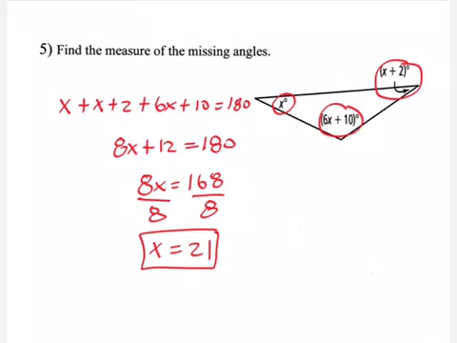Now to find the measure of the missing angles, we just plug it back in. So this angle here, 21. This one is 23. And here, we've got 6 times 21 plus 10 gives us 136.